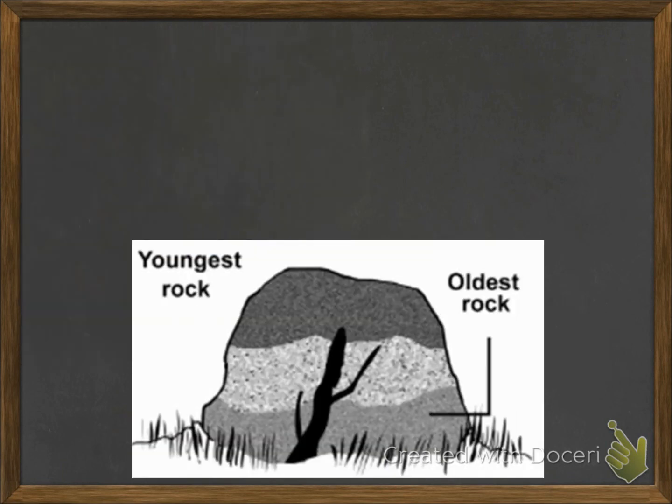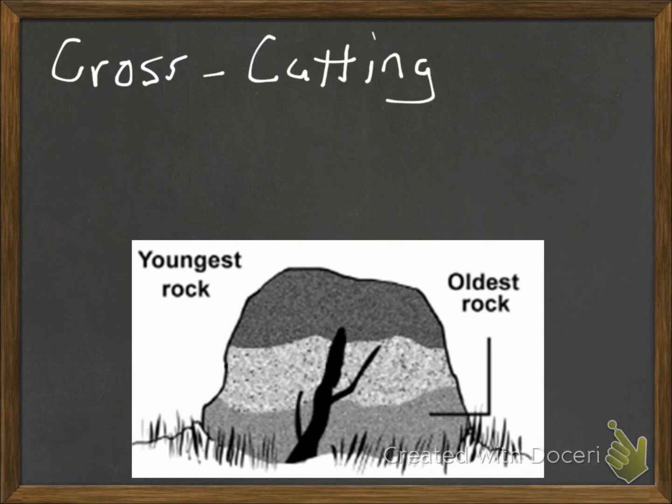The next principle is called the law of cross-cutting relationships. And it's very similar to what we just said in terms of the lateral continuity, is that folds and faults are younger than the layers they cut across. So I know that this black line here, which was like another rock protruding up from the ground, is going to be the youngest of the 4 there.